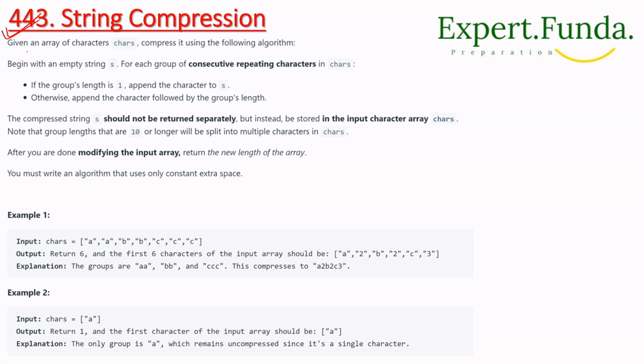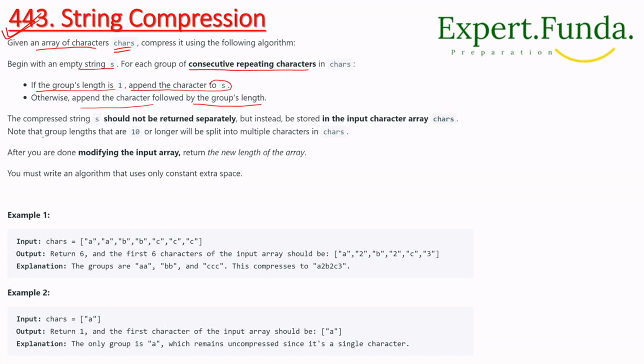The question is saying that given an array of characters known as chars, compress it using the following algorithm: begin with an empty string s. For each group of consecutive repeating characters in chars, if the group length is 1, then we have to append the character to s. Otherwise, append the character followed by the group's length.